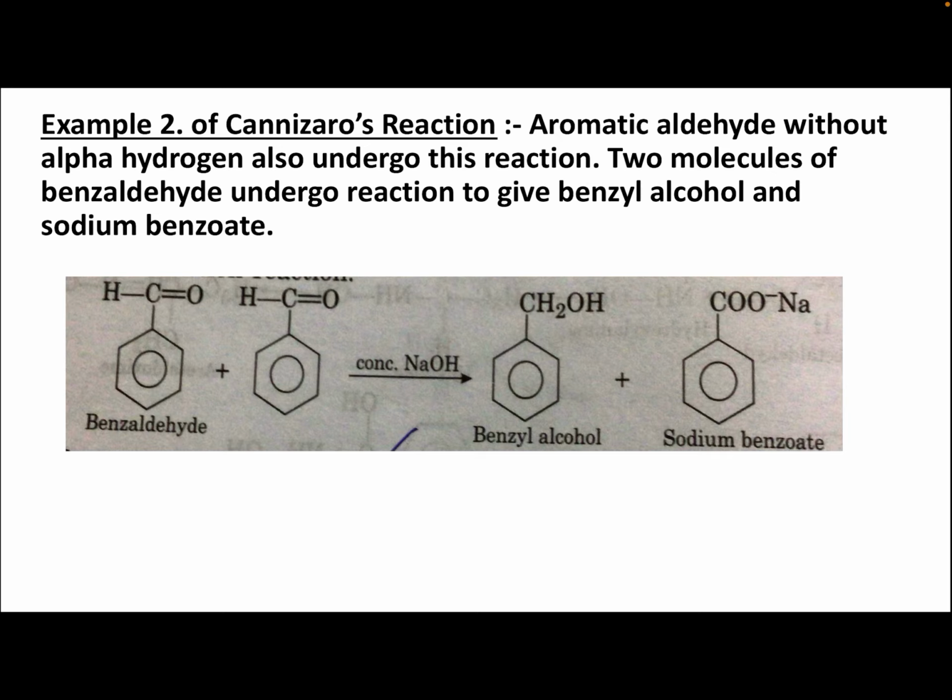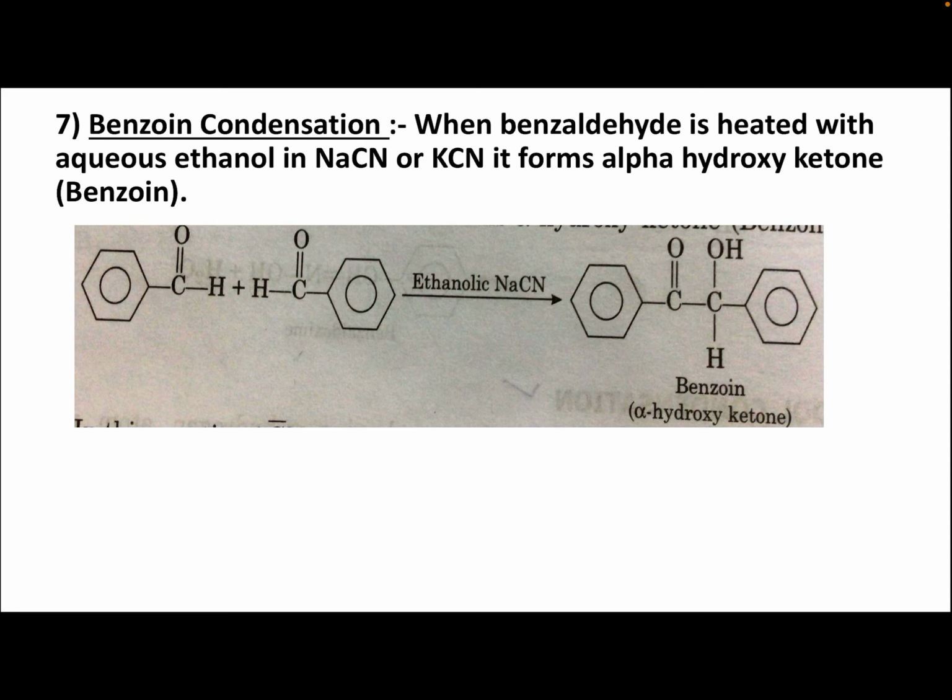So on the benzene ring CH2 means this is a benzyl group, OH alcoholic, so benzyl alcohol. Sodium benzoate, on the benzene ring COO and Na. So this is sodium benzoate. If it is benzene COOH, that is benzoic acid. So H is removed and Na is there, so sodium benzoate is formed. So example 2 of the Cannizzaro reaction, two benzaldehyde molecules get converted into benzyl alcohol and sodium benzoate.